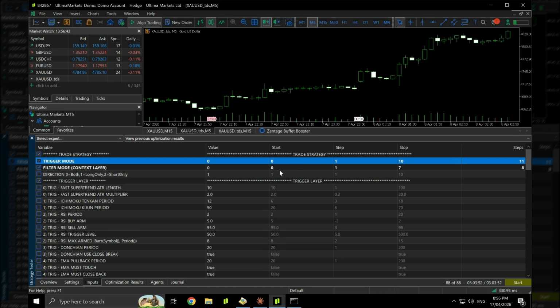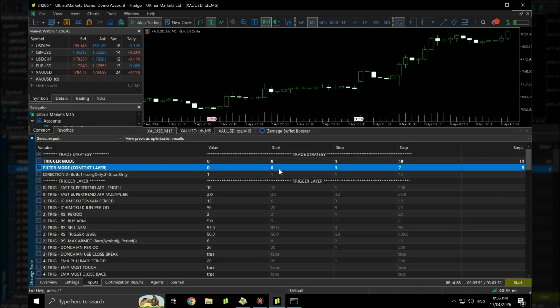Next, we have the filter mode, which represents the context layer of the strategy. The filter is used to determine whether market conditions are suitable for trading. For example, it could be trend filters, volatility filters, or other confirmation conditions. Here, we also use the same optimization logic. The start value is 0, the step is 1, and the stop value is 7. This means the system will test all 8 filter modes from filter 0 to filter 7.